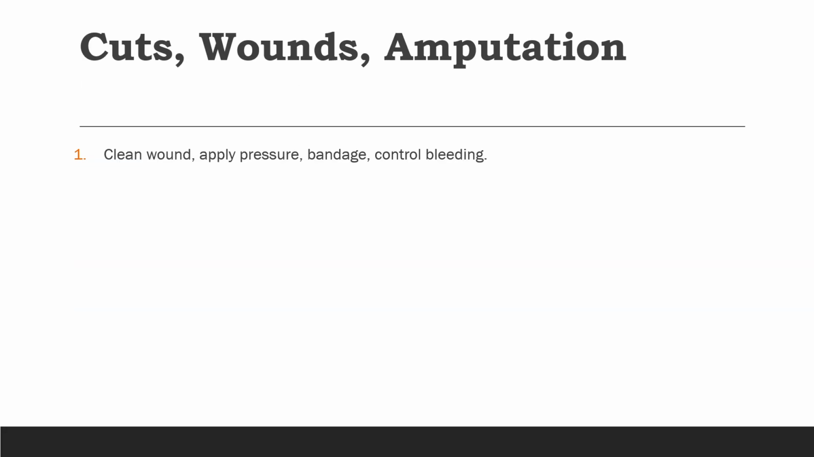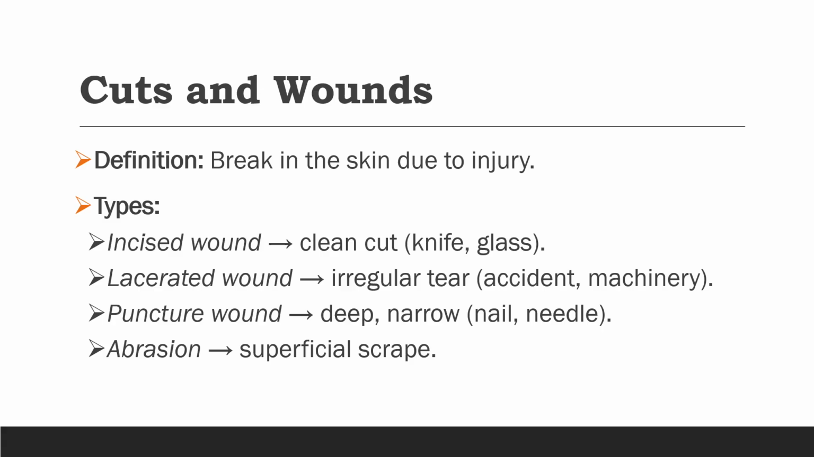Then cuts, wounds or amputation. Clean wound, apply pressure, bandage, control bleeding. Cuts and wounds: a break in the skin due to injury. There are different types of wounds. Incised wound, a clean cut with a knife or glass. Lacerated wound, an irregular tear, like accident or machinery wounds. Puncture wound, deep and narrow, due to a needle or nails. Abrasion, a superficial scrape.